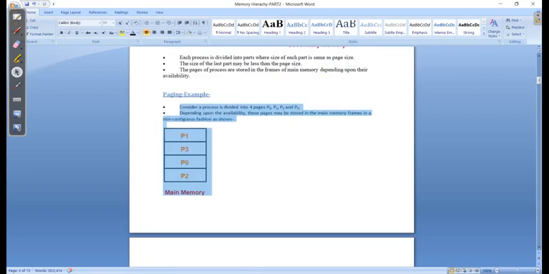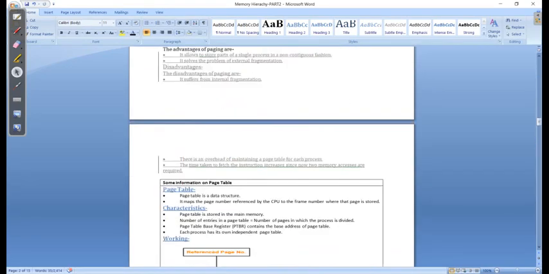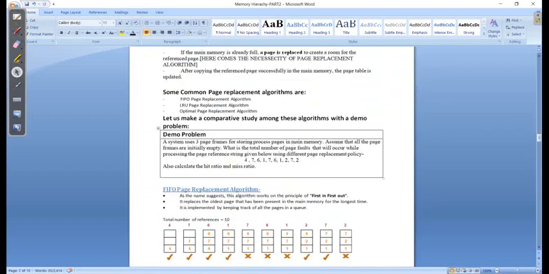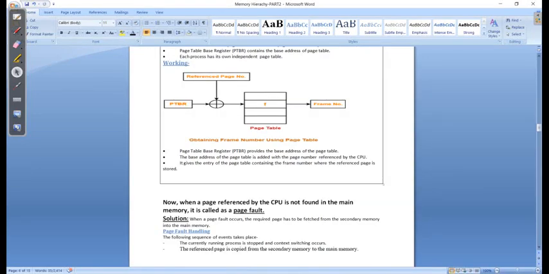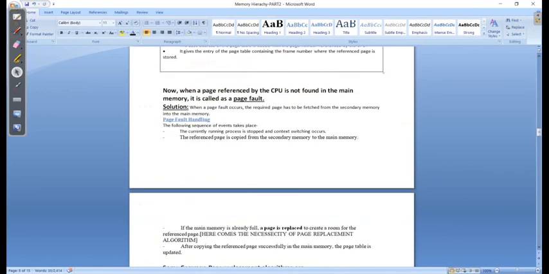Now, come to this page replacement algorithm portion. Why do you need page replacement algorithms? This is because of page fault. Now, what is this page fault? Just read the definition once again and try to realize it. When a page referenced by the CPU is not found in the main memory, it is called a page fault.